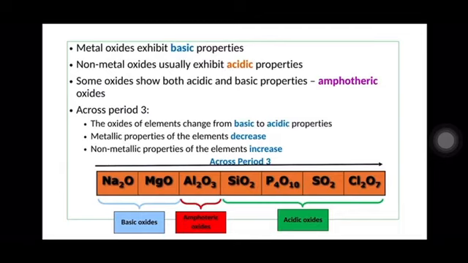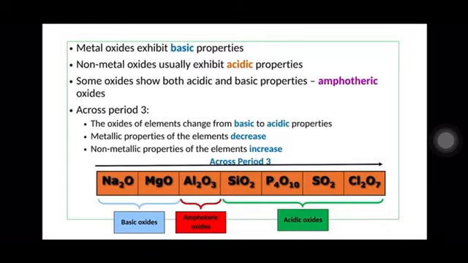Yang ni kita panggil amphoteric oxide. That's why daripada across period 3 tu, daripada left to the right, the oxide of elements tu dia akan berubah daripada basic to acidic properties. Kenapa? Sebab di bahagian belah kiri, especially sodium dengan magnesium itu adalah metal. Itu adalah metal oxide, dan metal oxide dia exhibit basic properties.